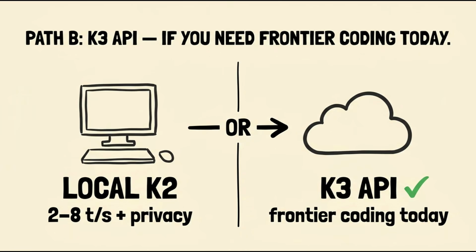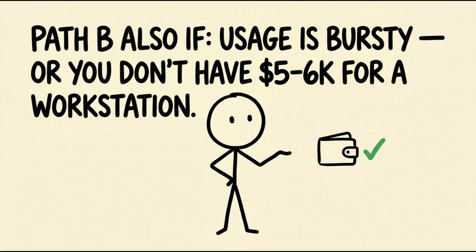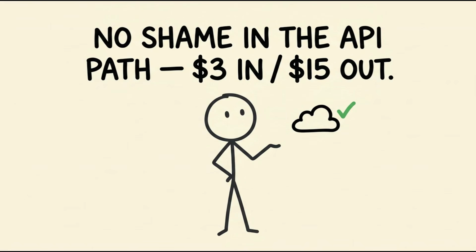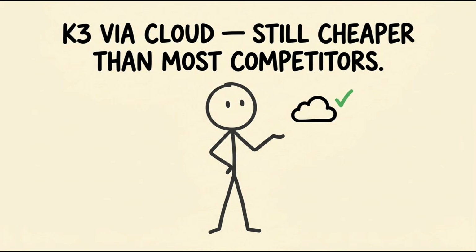Skip local entirely and use K3 through the API if you need frontier tier coding performance today, if your usage is bursty rather than constant, or if you don't have $5,000 to $6,000 sitting around for the workstation tier that gets you anywhere close to running quantized K3 yourself. There's no shame in the API path here. At $3 and $15 per million tokens, K3 through the cloud is still cheaper than most of what it's competing against.